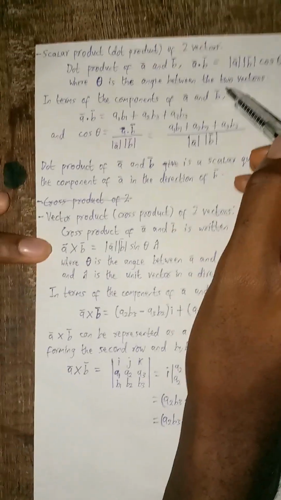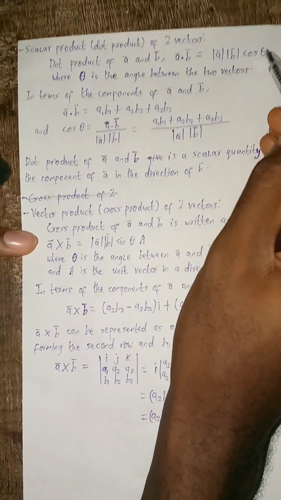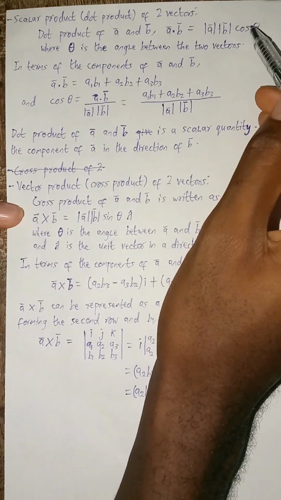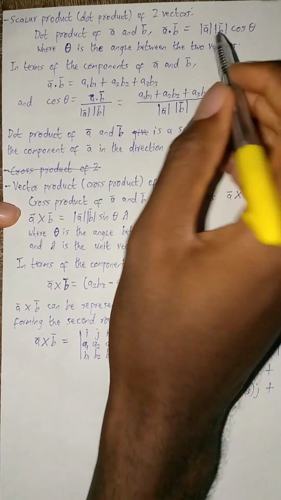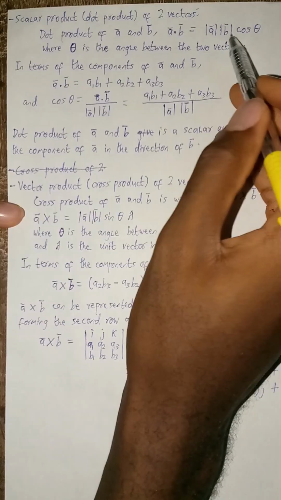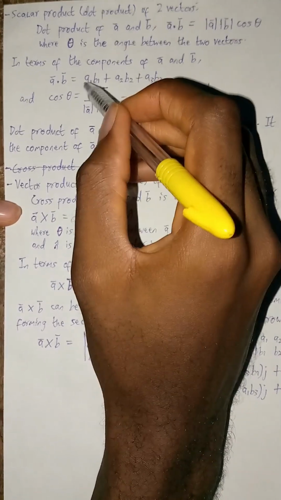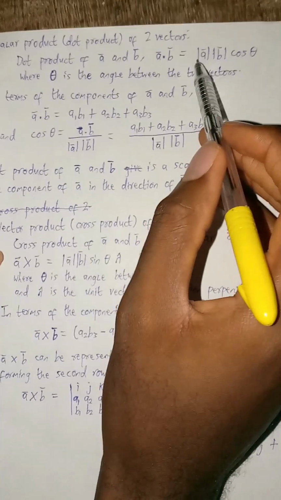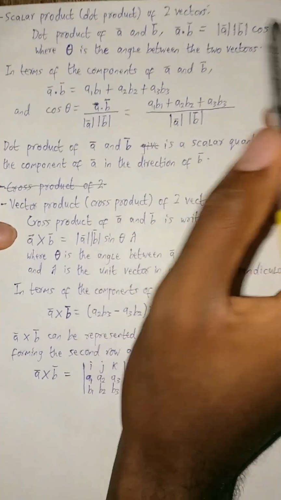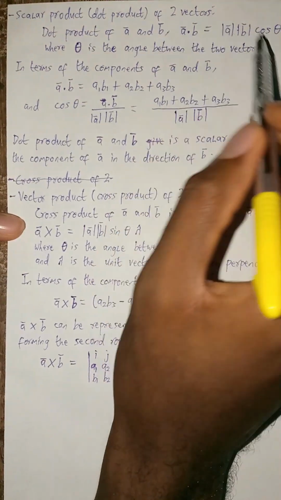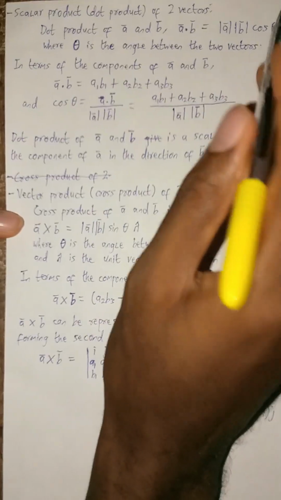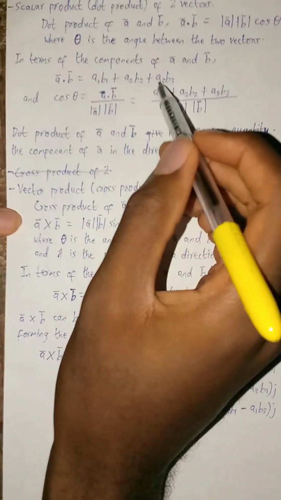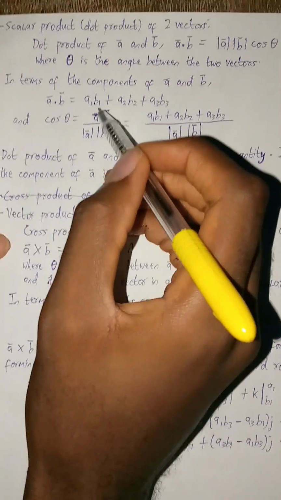Theta is the angle between the two vectors. Now, in most questions, you won't really be given this angle. In fact, they may even tell you to solve for the angle. What you'll be given is just A and B, but you'll be given them in terms of their components. You'll be given them as A1 i plus A2 j plus A3 k, and B1 i plus B2 j plus B3 k. Now, if you have just the components, you can use this formula to find the dot product.